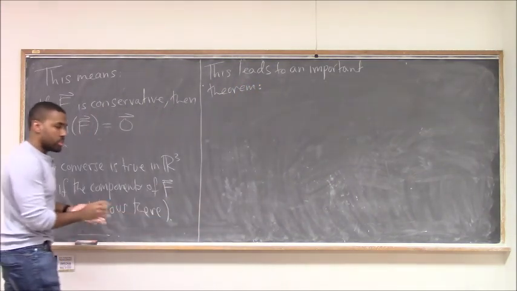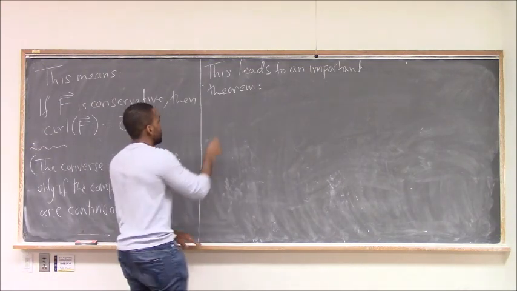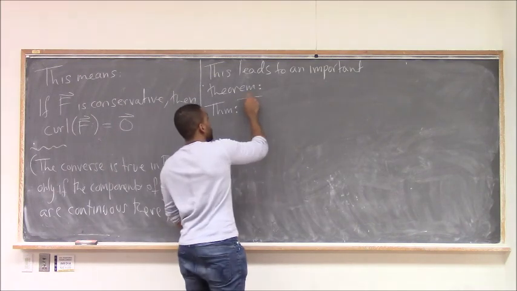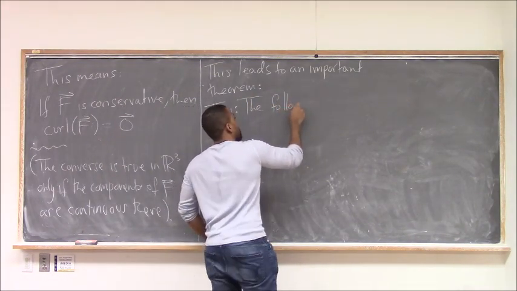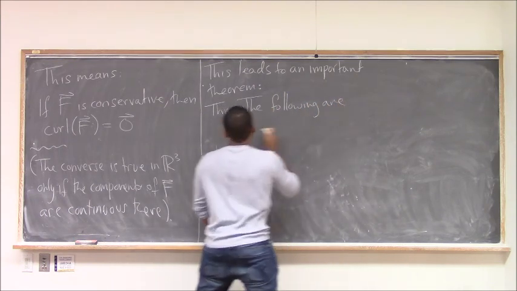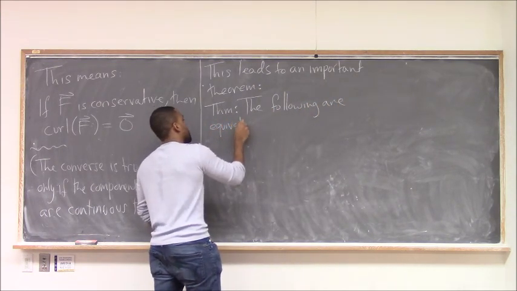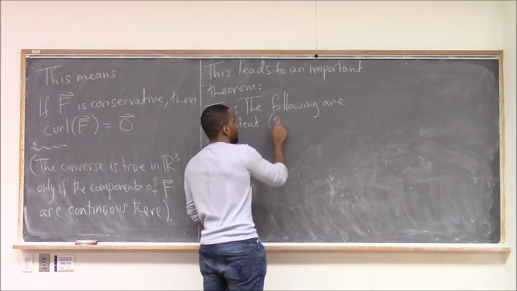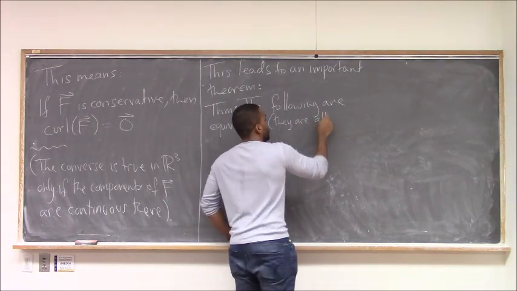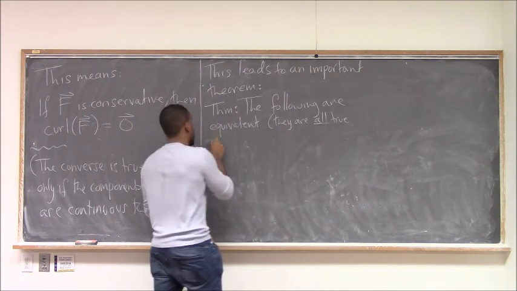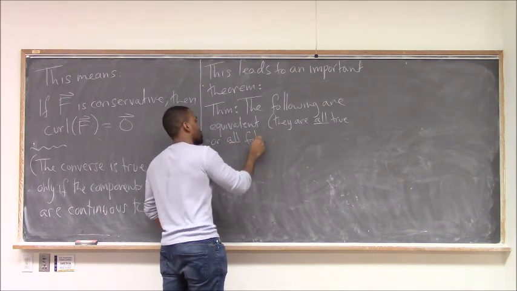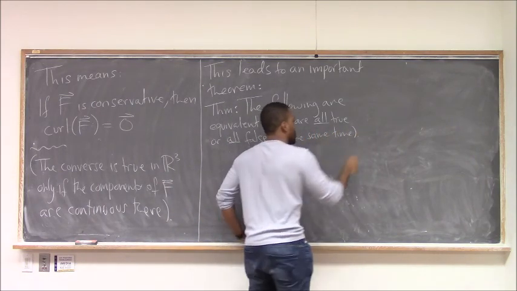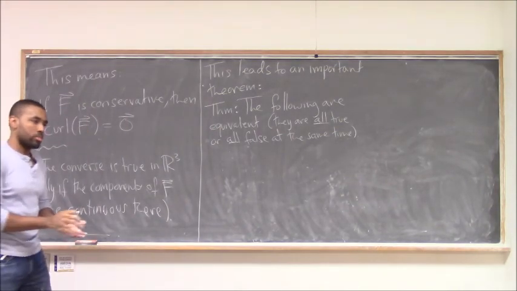Not one of the fundamental theorems for the semester, but it's still a very important theorem. Second tier theorem. It says the following are equivalent. That's a phrase that means they are all true or all false at the same time. So in other words, if you know any one of these things, you know all the other of these things.